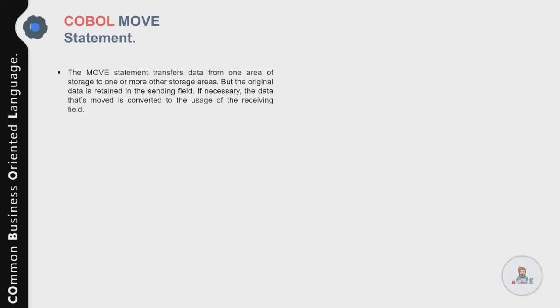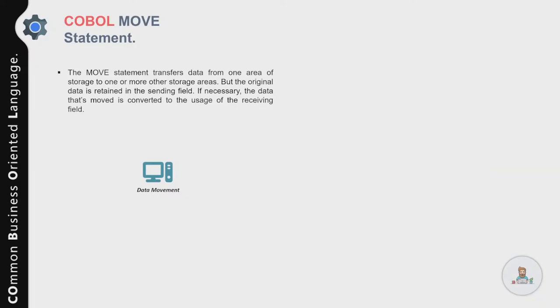Now let's talk about the COBOL move statement. So by definition, the move statement moves data from a literal or a sending field to one or more receiving fields. But the original data is retained in the sending field. It is necessary that the data being moved is converted to the usage of the receiving field. Apart from that, the source and destination identifiers can be group or elementary data items.